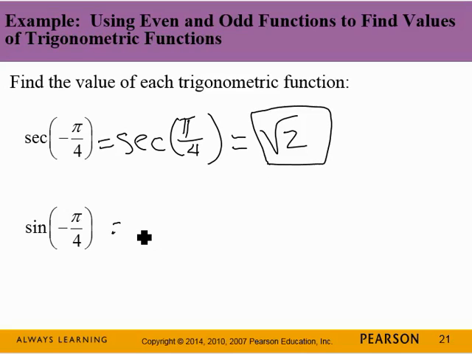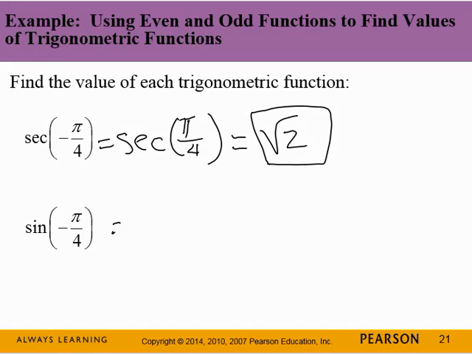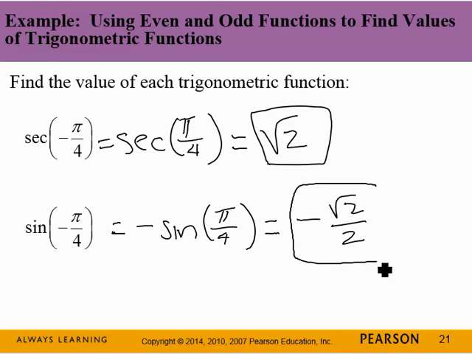So sine of negative pi over 4, you want to go back and look, is this even or odd? So sine is an odd function, so sine of negative t equals negative sine of t. So that's how you solve those. You have to think, is it even or odd? And then you go in and plug in your answer, since we already know pi over 4.